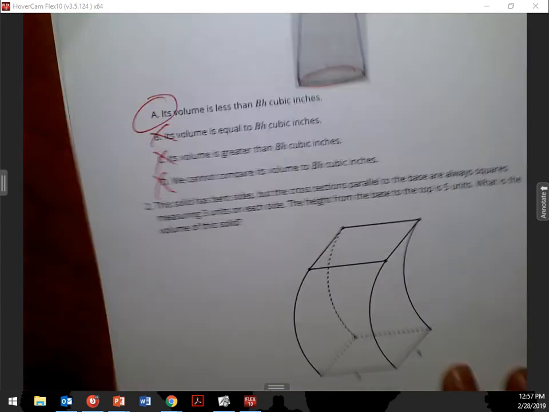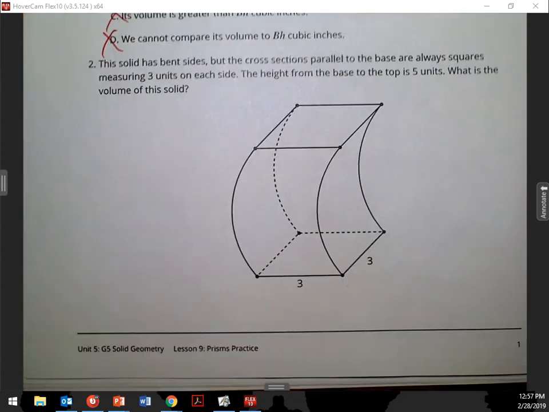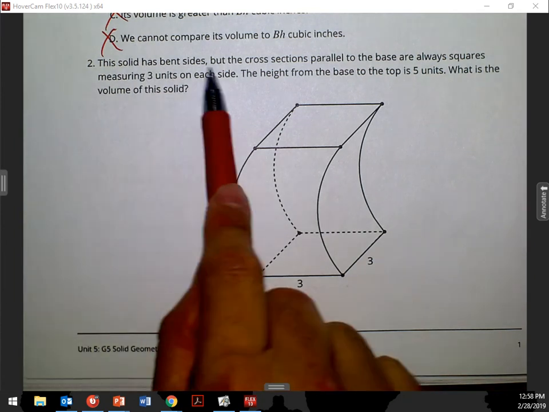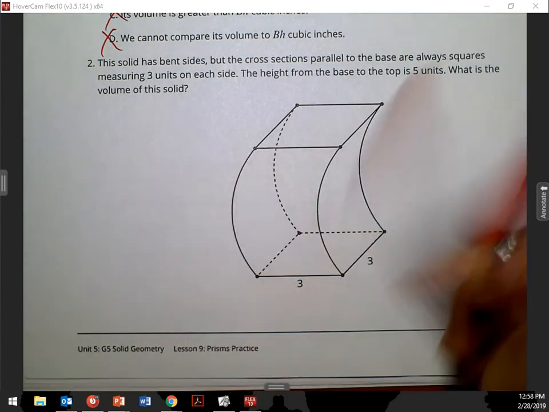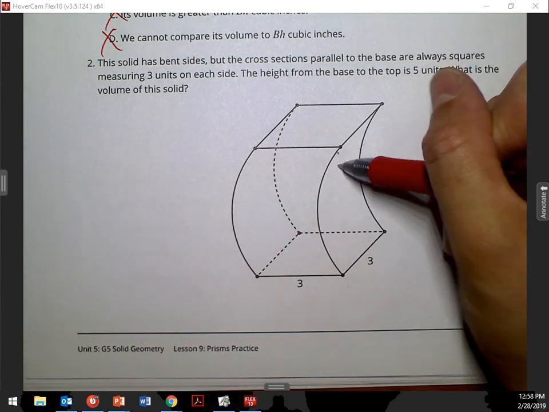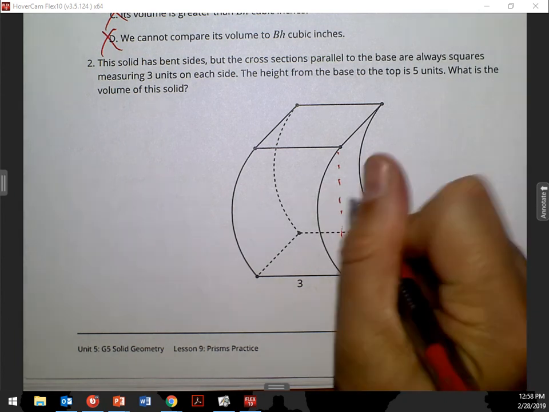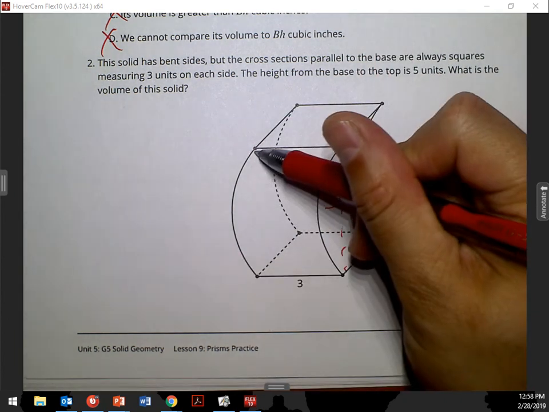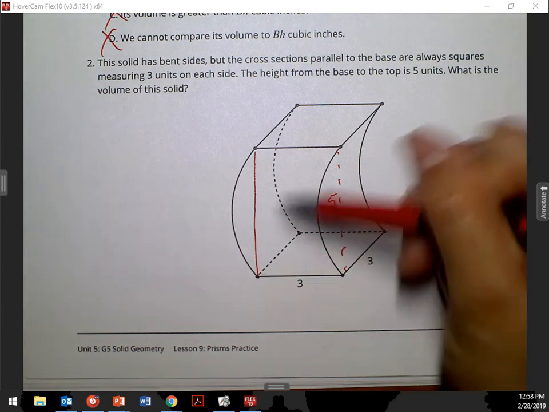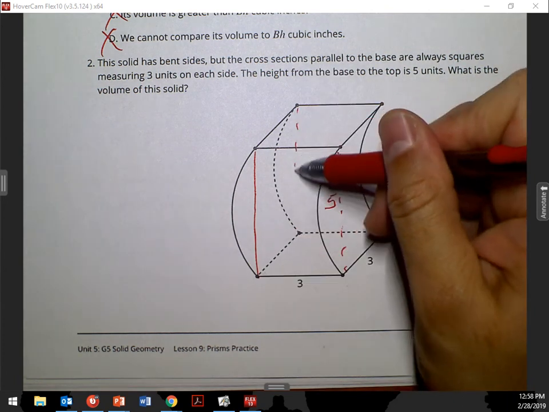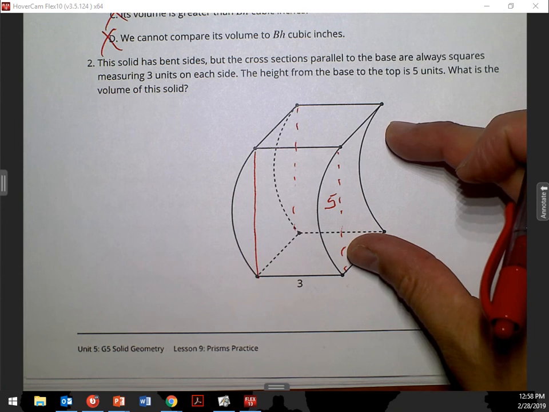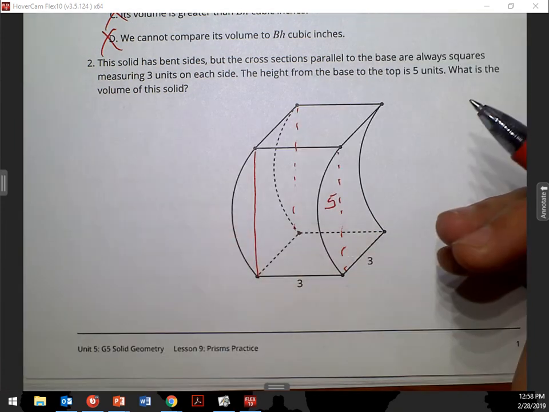Hey, look. It looks a whole lot like that previous problem I did. Solid right here, cross-section parallel, height from here to here is 5. So we're saying here to here is 5, right? So we take that piece right over here, and what do we do with it? We take this piece, we cut it off, and we put it on the other side, kind of like we did with the area, right?